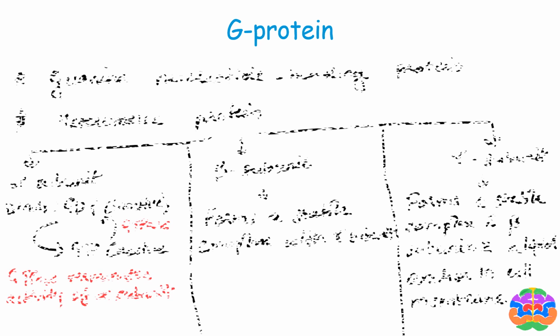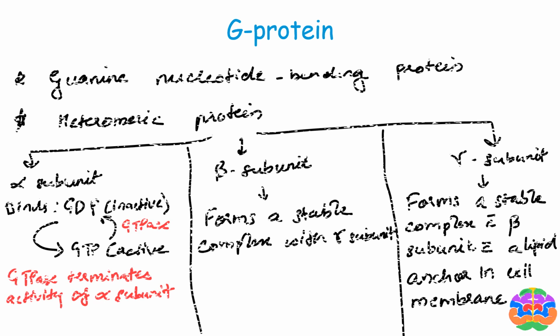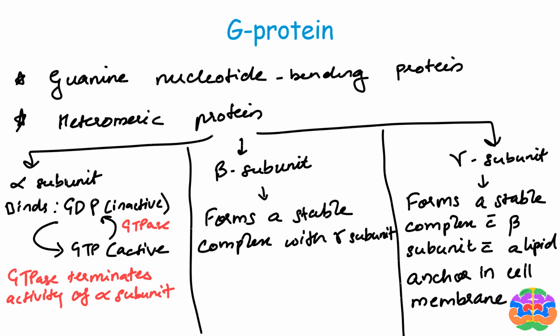Next, let's talk about the G protein, or the guanine nucleotide binding protein. It is a heterotrimeric protein, that is, it has three subunits: alpha, beta, and gamma. To look into details, the main function of the alpha subunit is to convert GDP to GTP, that is guanosine diphosphate to guanosine triphosphate. GTPase, which is a small G protein that functions independently, inactivates or terminates the activity of the alpha subunit by converting GTP back into its inactive form GDP by the process of hydrolysis.